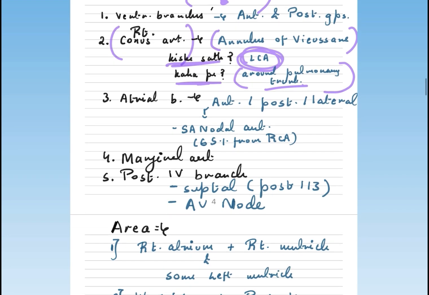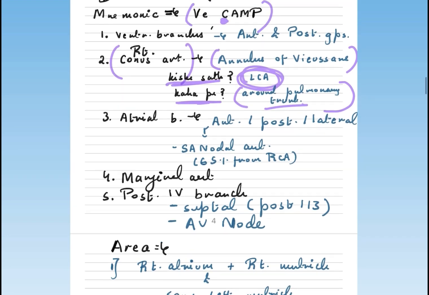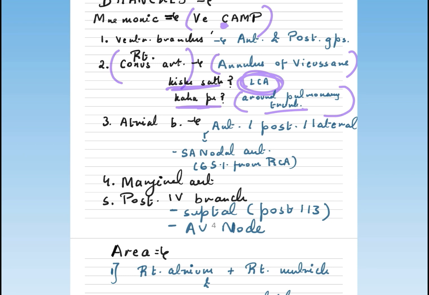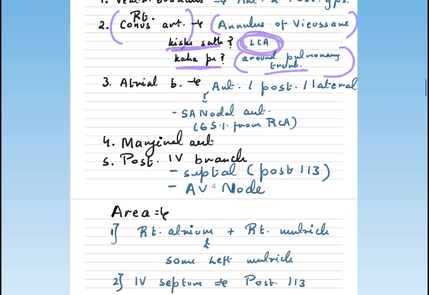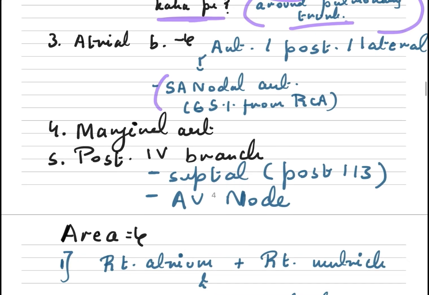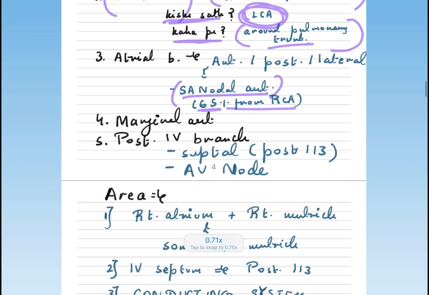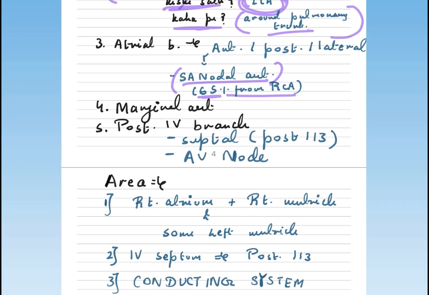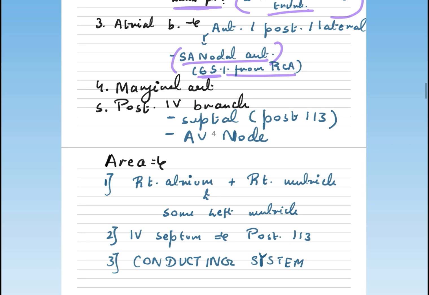Then the atrial branches. The atrial branches have three groups, the anterior, posterior and lateral. So ऐसे याद रखना है कि ventricle में दो groups थे and atrial में एक और आ जाता है, that is lateral group. And from this anterior group, there is also a SA nodal artery. So SA nodal artery in 65% of cases arises from right coronary artery, and in the rest it arises from the left coronary artery.